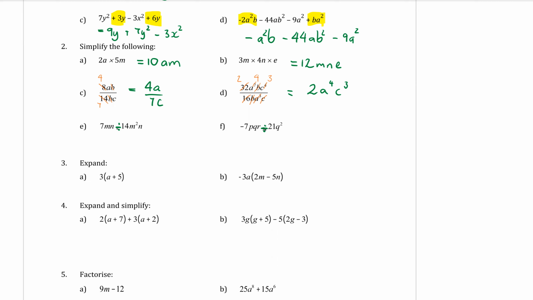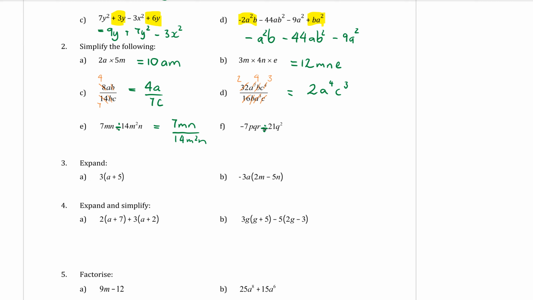So in the hints section, it said that it's easy if you make your division problems into fractions first, because I can't do 7 divided by 14. I can do 14 divided by 7, that's 2. But 7 divided by 14, we don't want to go to decimals or anything like that. We need to leave them in fraction form. So if we write them as a fraction first, it makes it easier. So 7mn on the top and 14m squared n on the bottom.